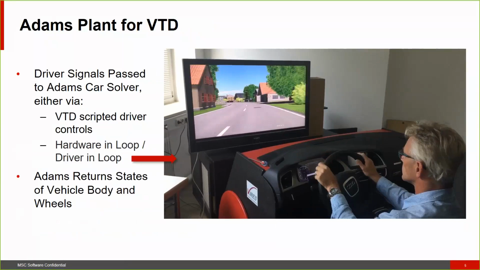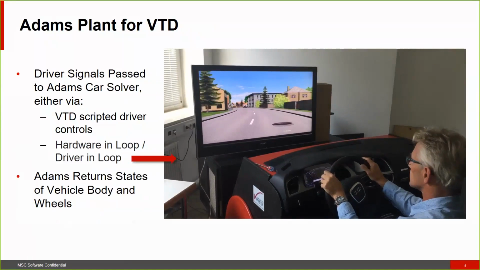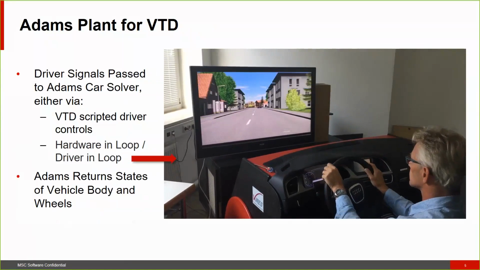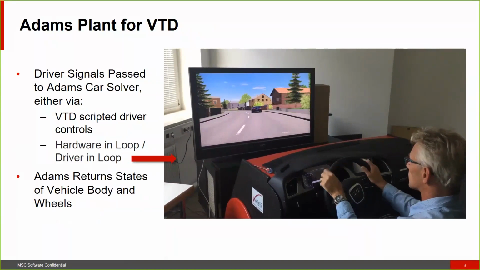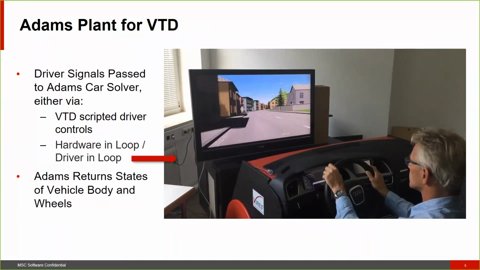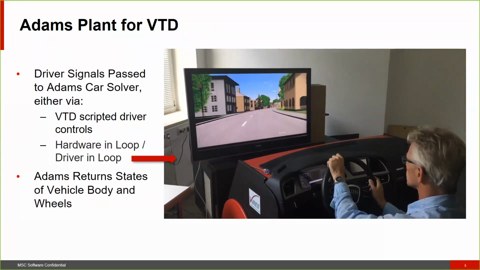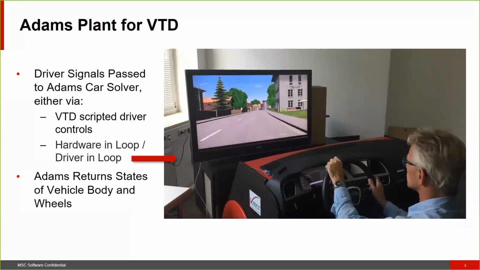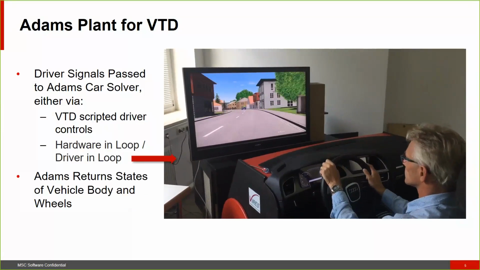And the way this works, as I was careful with my words there in the last slide, is that VTD is driving the model, so the driver signals are passed to the Adams car solver. Throttle, brake, steering, these kinds of signals are derived either through VTD scripted driver controls, file-based, pre-planned driver controls, or a true hardware in the loop, driver in the loop scenario, like you see in the movie here on the right side of the screen.